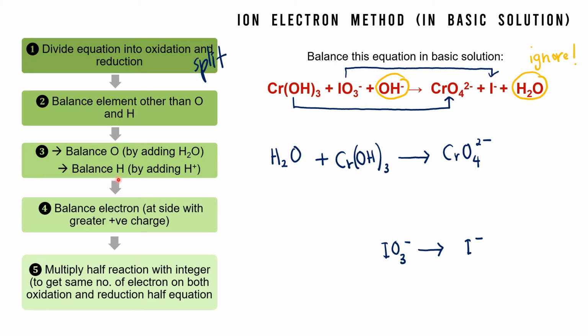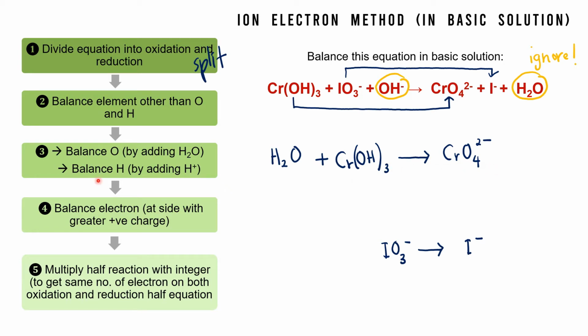And then balance hydrogen by adding H plus. So let's check for the hydrogen. Hydrogen here we have 2. Di sini kita ada 3 darab 1. So 3 hydrogen tambah dengan 2. Bermaksud we have a total of 5 hydrogen di sebelah kiri. And sebelah kanan we have none of them. None hydrogen.